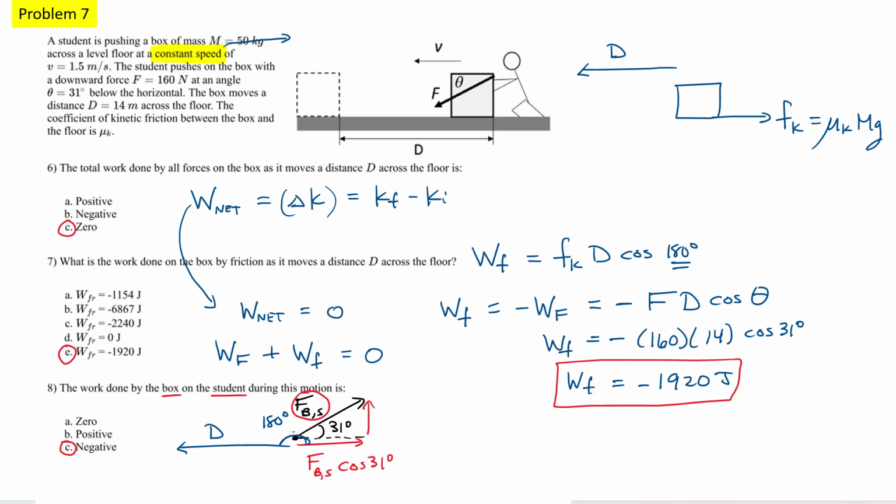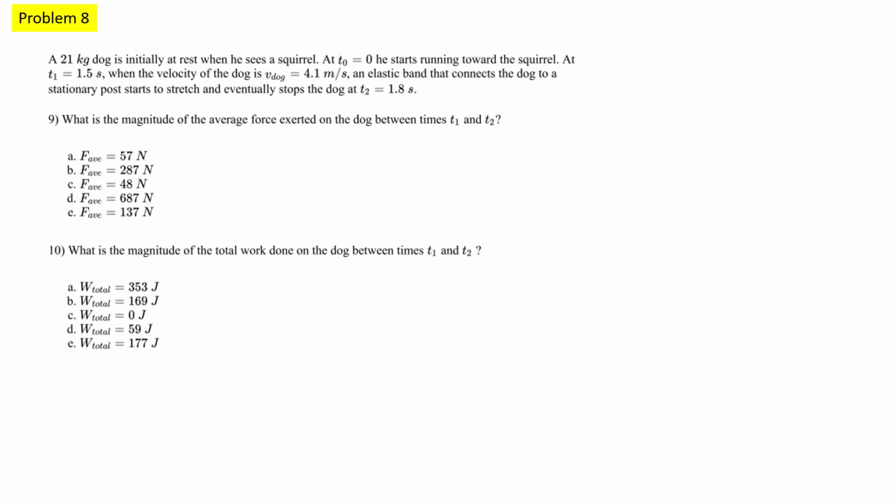All right, let's look at problem 8 now. All right, here's problem 8. It says a 21 kilogram dog is initially at rest. When he sees a squirrel at time equals 0, he starts running toward the squirrel. At time equals 1.5 seconds, the velocity of the dog is 4.1. An elastic band that connects the dog to a stationary post starts to stretch and eventually stops the dog at a time of 1.8 seconds.